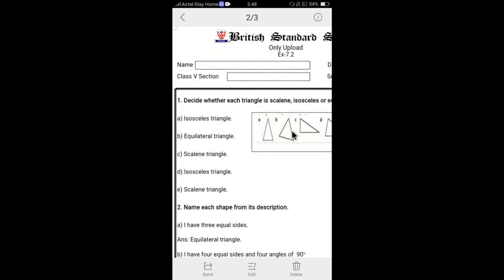Comes to B. If we measure the B triangle, you can see that there are three sides, and all sides are equal. Whenever all sides are equal, we will decide it's an equilateral triangle. If we see C, in the C triangle, three different sides are used to make this triangle. So we can say that this is a scalene triangle.